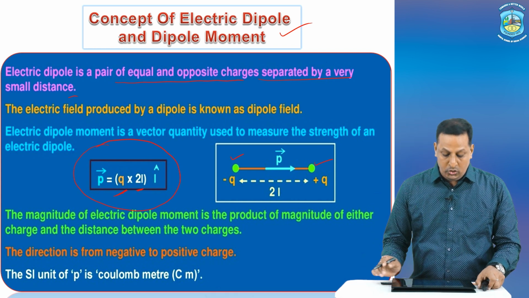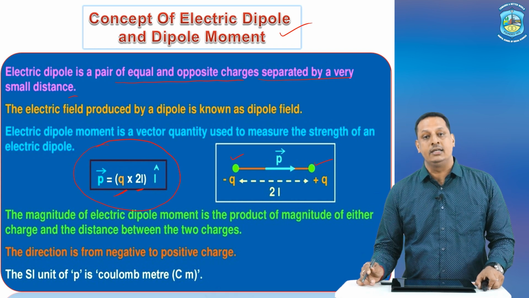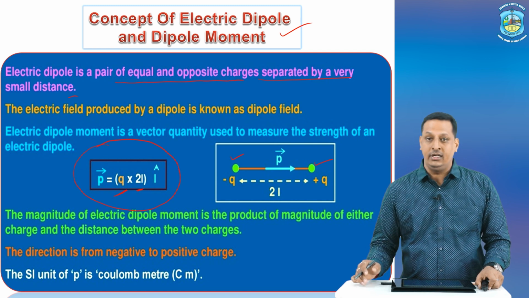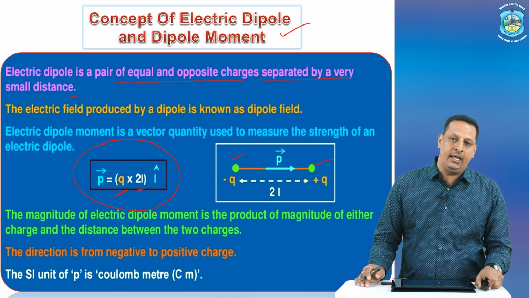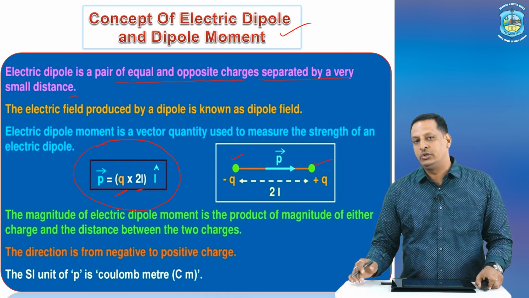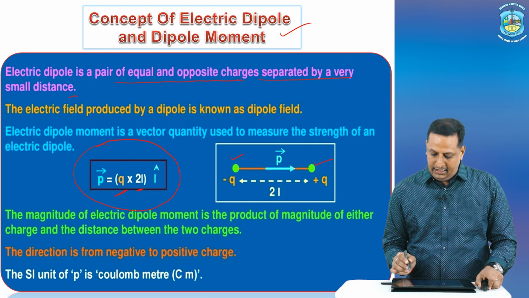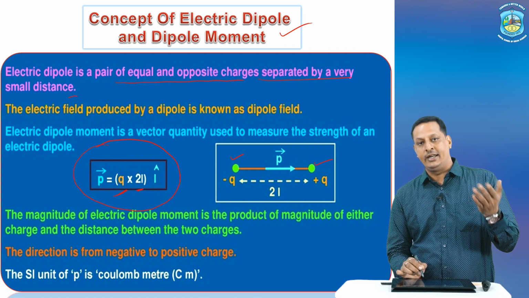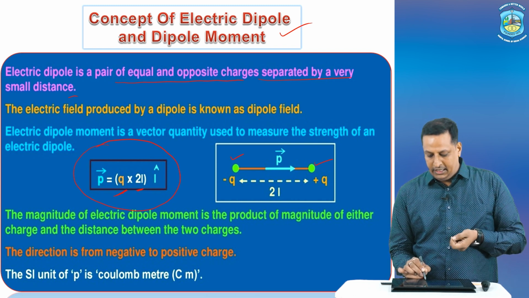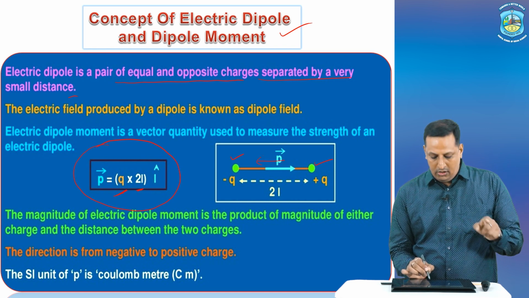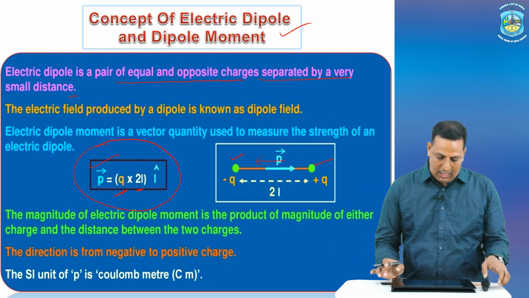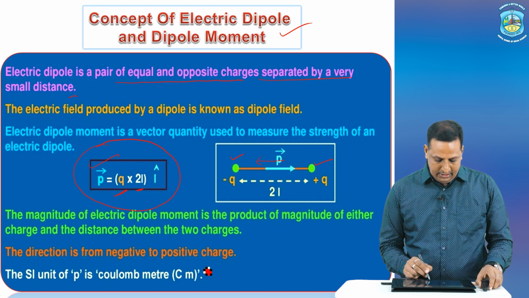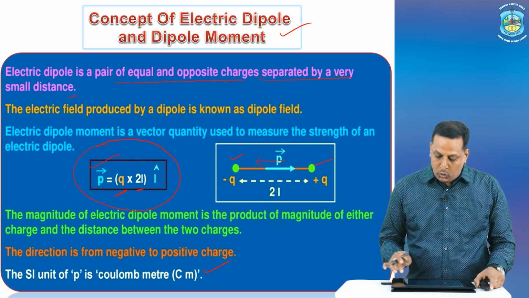It is to be noted that this electric dipole moment is a vector quantity, and it has direction from negative to positive charge, or we can say it has direction just opposite to the direction of the electric field. In case of these two charges, the electric field in between them will always have direction from positive to negative. However, the electric dipole moment will have direction from negative to positive charge. Here we have written the units of electric dipole moment, that is Coulomb meter.